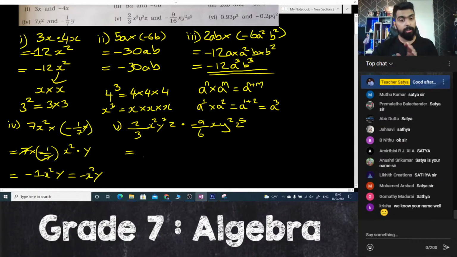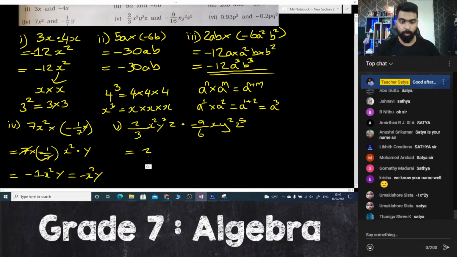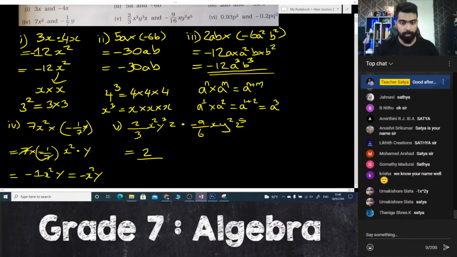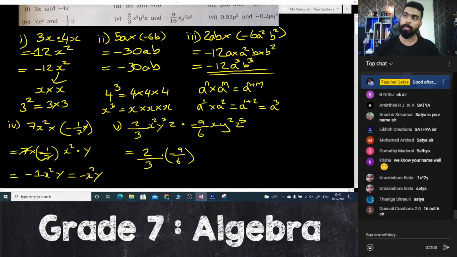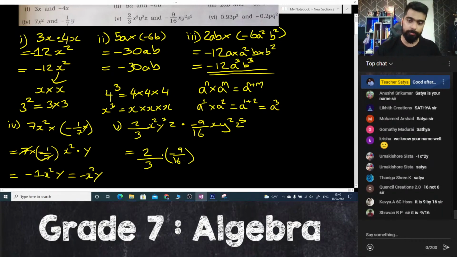Now, always, guys, in maths, it's very good to do step by step, even if it takes a minute more. So let's see what we have here. We have 2 over 3 multiplied with negative 9 over 6, right, guys? So let's multiply. Oh, it's 16. Thank you, Quensil Creations. It is 16, I wrote the fraction wrong.